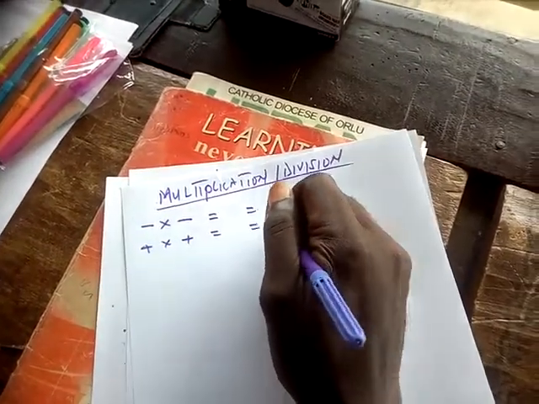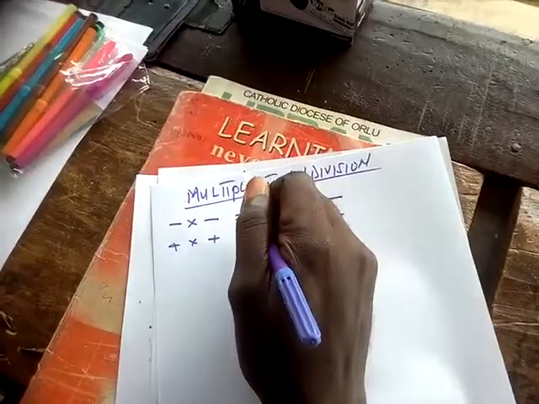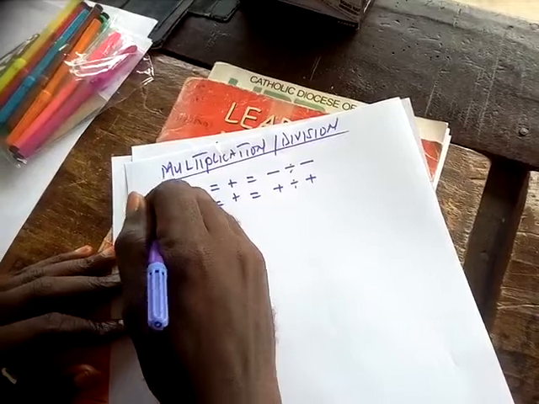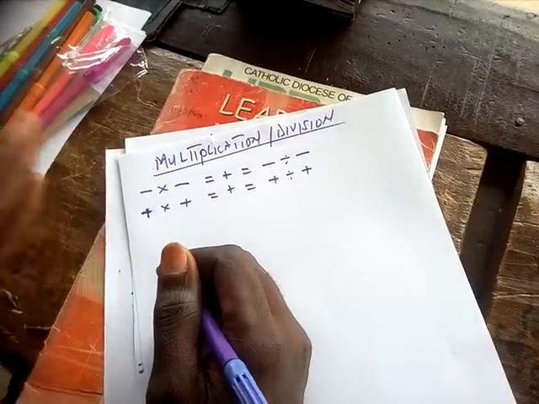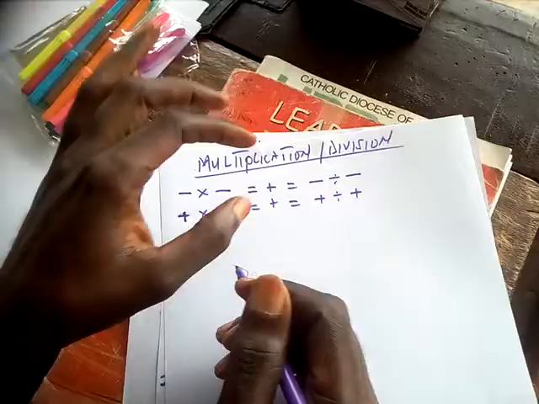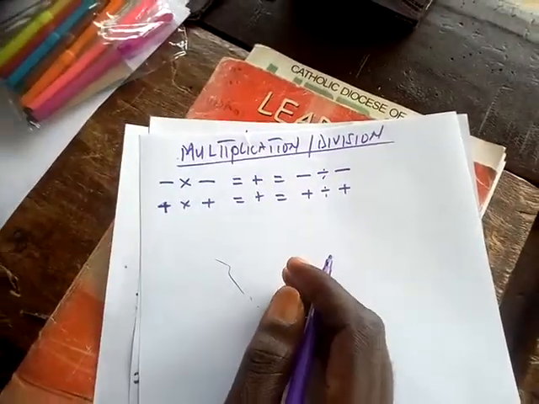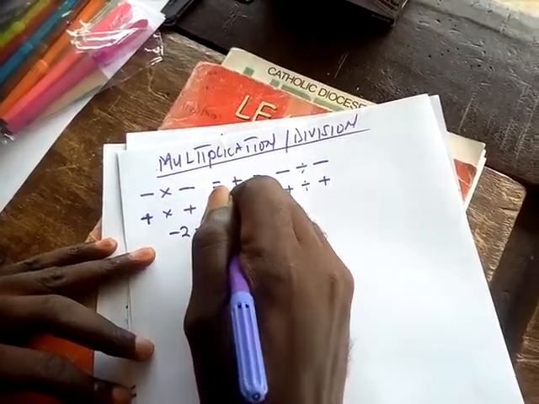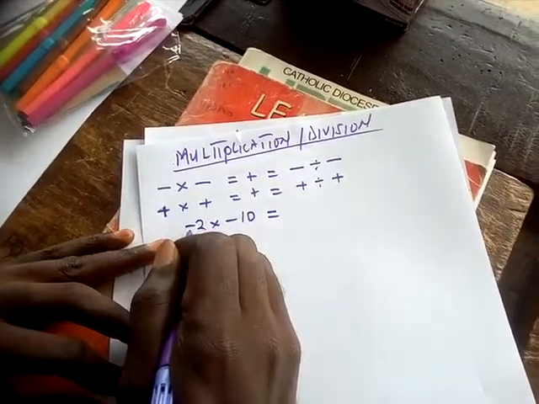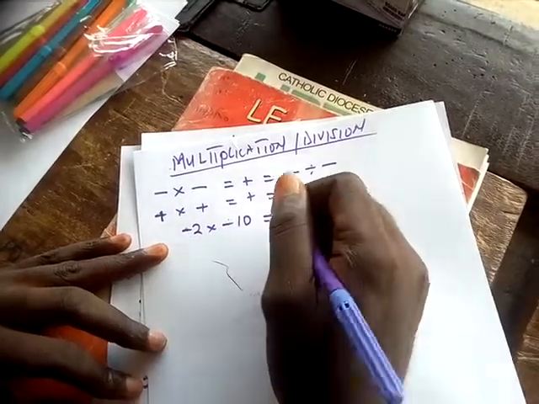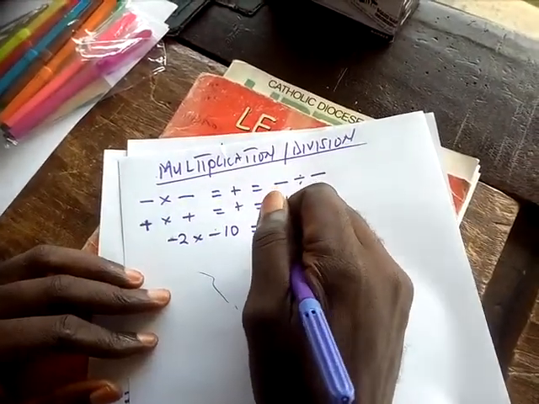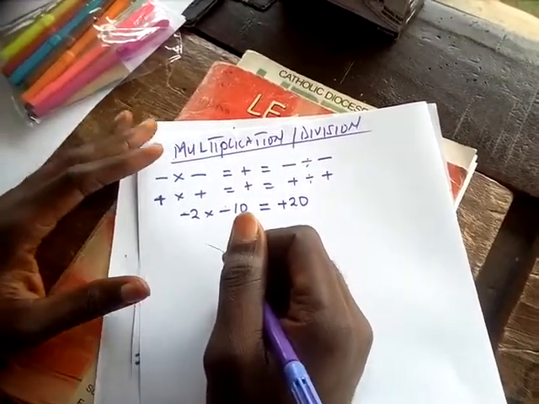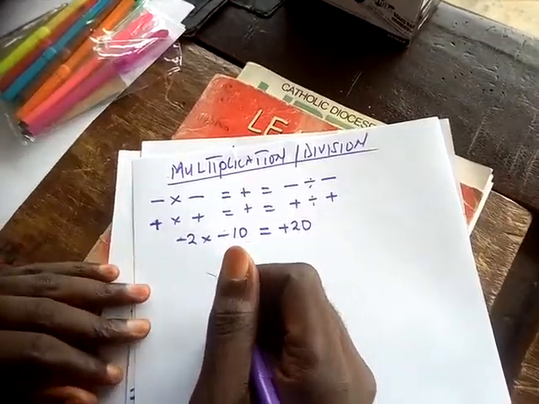I need you to know that so that we can move on. So the answer must be positive. It doesn't matter what the number is. Once they have the same sign and they are multiplying or dividing each other, you have a positive answer. Okay. For example, minus 2 times minus 10. First of all, you multiply the signs. Minus times minus will give you plus. Then 2 times 10 is 20. It doesn't matter the size of the number, but the sign, the conversion of the sign.